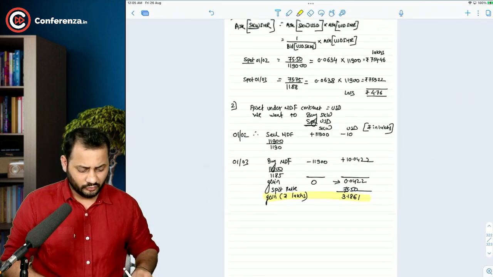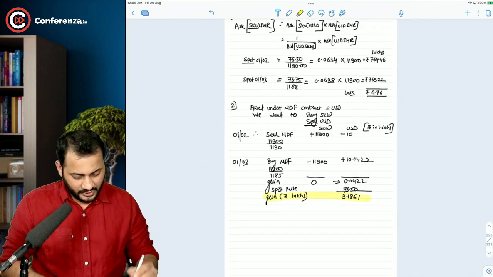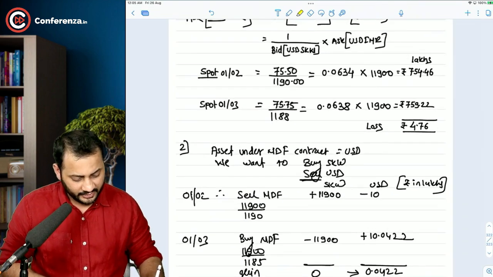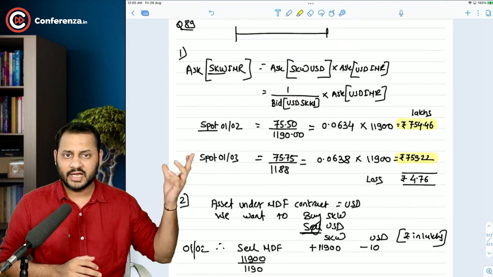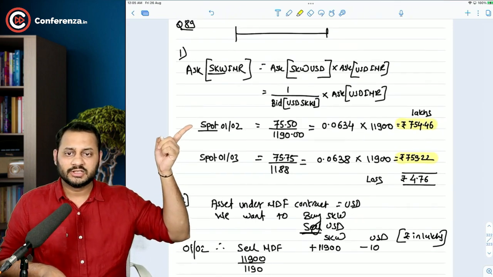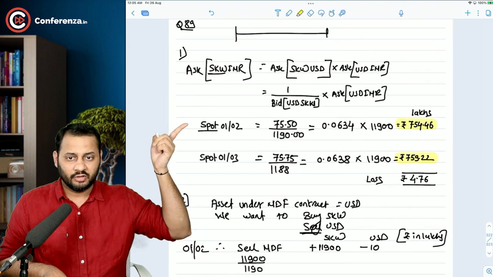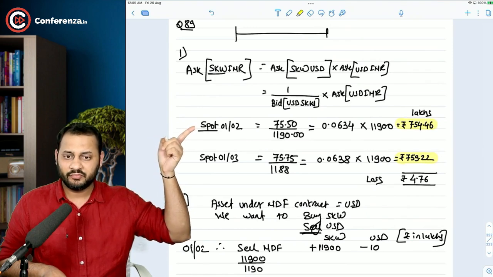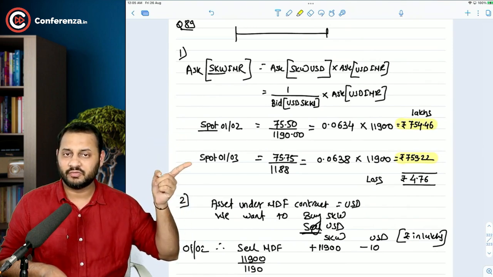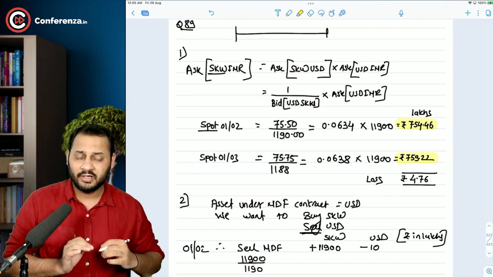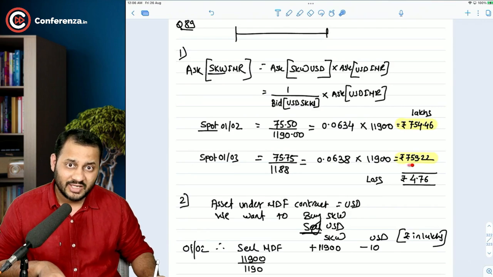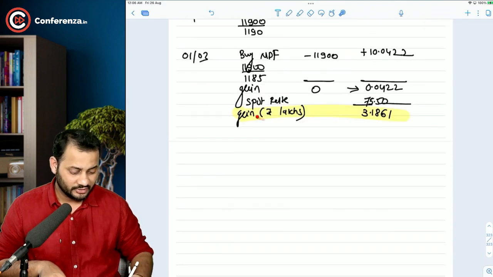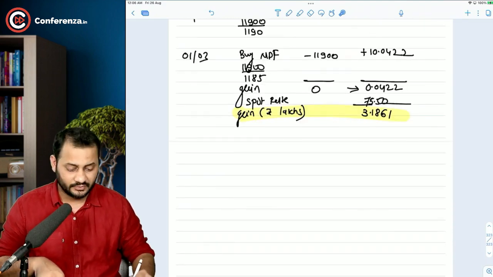That's it. Now what will happen? In the very first case when you did nothing, these two were the cash flows, or we can say the cost. On 1st of February the cost was 754, on 1st of March the cost was 759. But with the help of NDF you can reduce this cost 759, because this is an outflow of 759 lakhs 22,000 and this is an inflow, a gain of 3.1861.